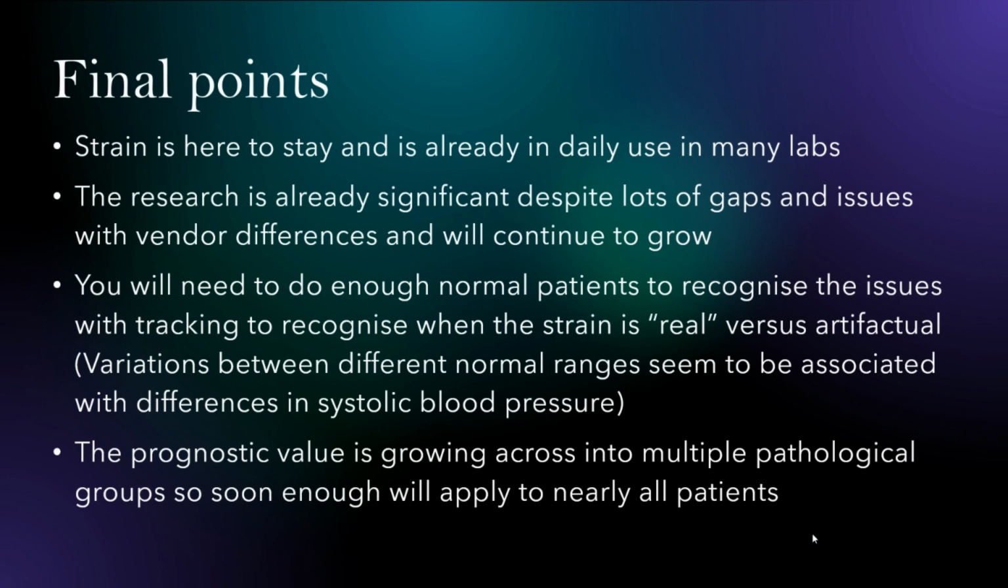Of relevance, you just need to do enough normal patients also to recognise when tracking is just not right, whether it's actually real or whether it's artifactual, in some of the numbers you are seeing. Systolic blood pressure does seem to also cause variance within the normal population. And the prognostic value is growing into multiple different groups, so it starts nearly applying to everybody.